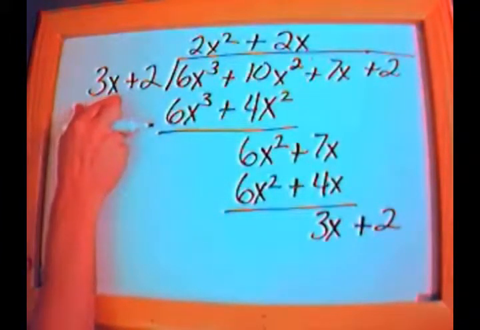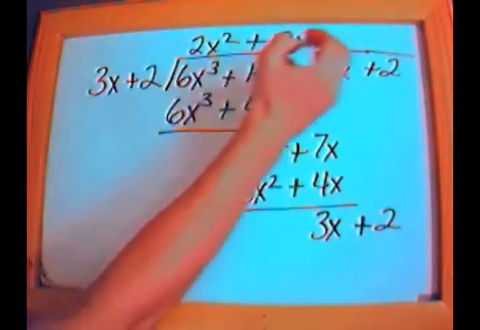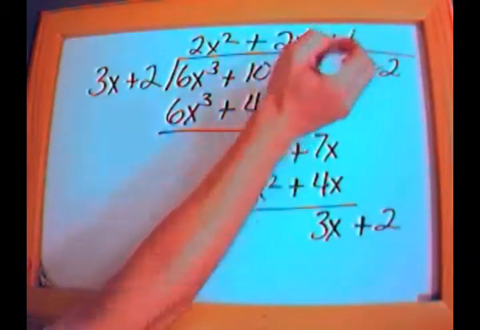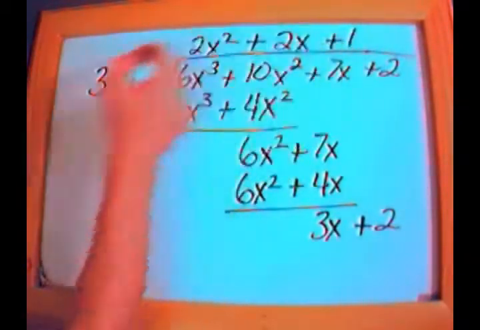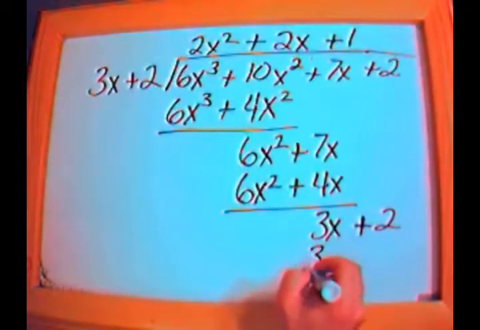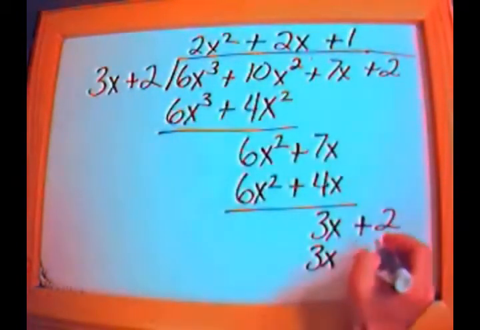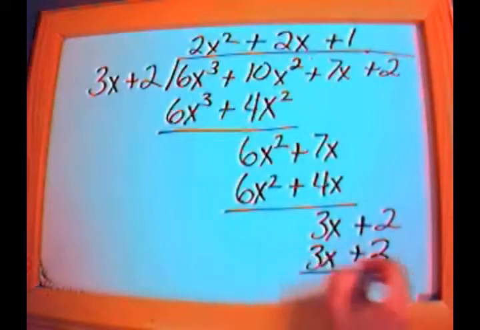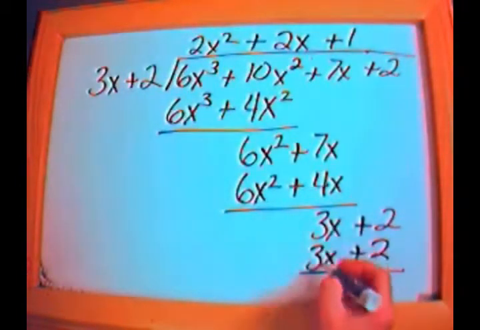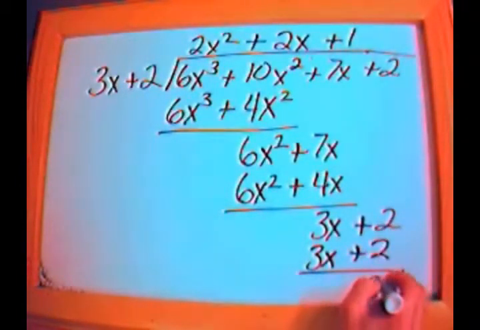Now, I just got to see how many times can 3x go into 3x. Well, it's going to go 1 time. And then I'm going to multiply 1 times 3x. It's going to give me 3x. 1 times 2 is going to give me 2. Subtract these two. 3x minus 3x is 0. 2 minus 2 is 0. So I get a big fat 0 there.